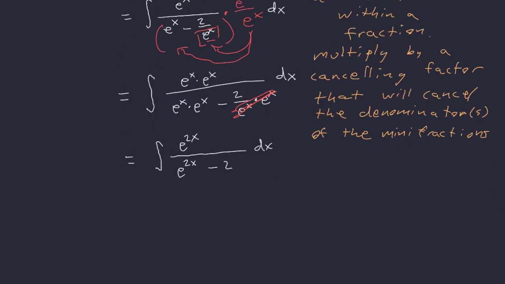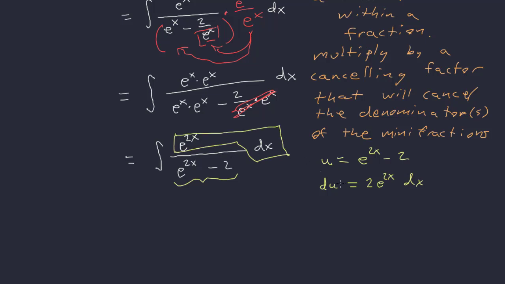And now we can actually set up a U substitution, because if I try a U substitution now, by letting u be the denominator, you get e to the 2x minus 2. Then your du, well, now we'll get 2e to the 2x dx. And we have e to the 2x dx in our integrand. The e to the 2x minus 2, that's our denominator. So all I really need to do is move this 2 over and get that 1/2 du is equal to e to the 2x dx.